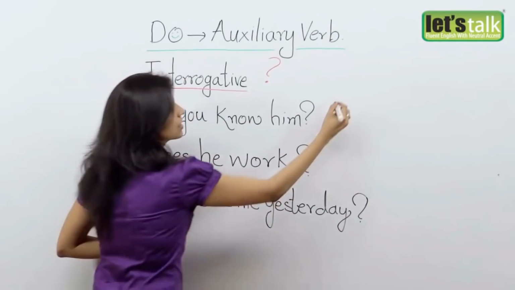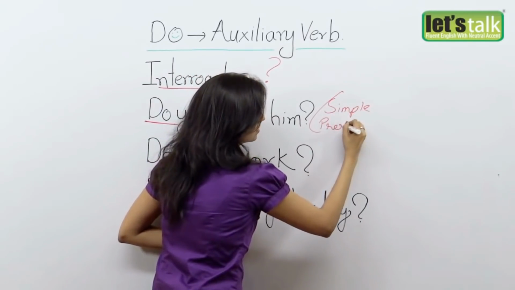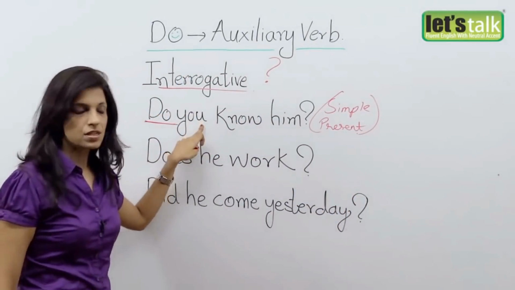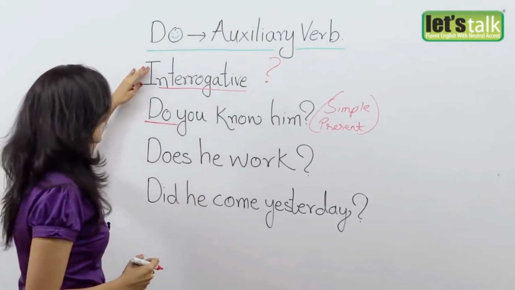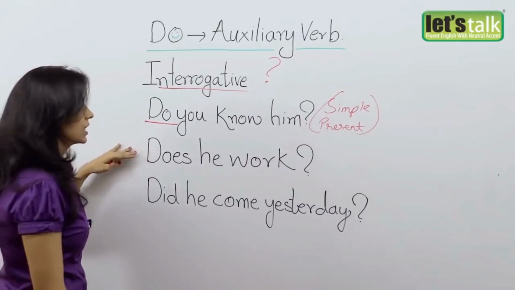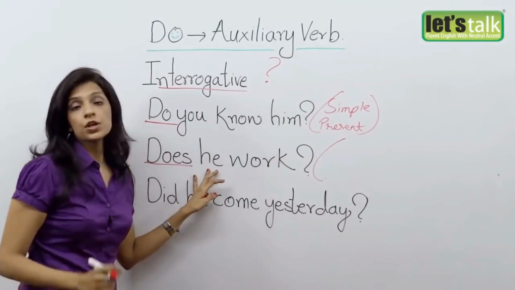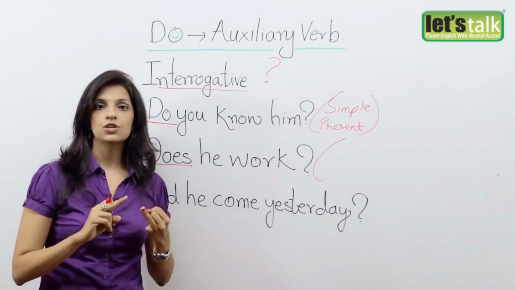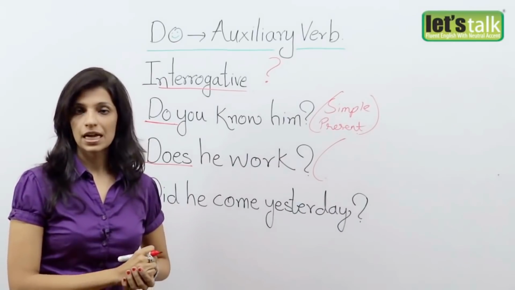Now, this is a simple present tense interrogative statement. So, when you ask a question in the simple present tense, you have to use the auxiliary verb do. Okay. Now, moving on to the next example, does he work? This is also a simple present tense, but we use does for the third person singular, like he, she, it. So, I do, you do, he, she, it does, we do and they do.